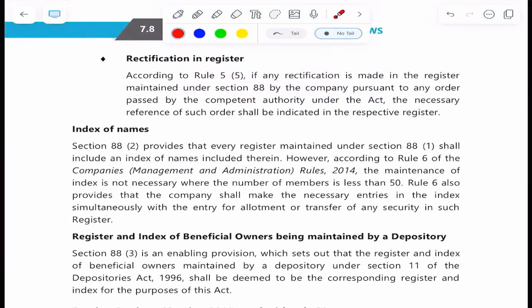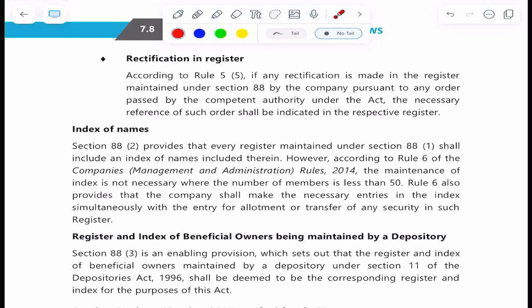Rectification in register. According to Rule 5.5, if any rectification is made in the register maintained under Section 88 by the company pursuant to any order passed by the competent authority under the Act, the necessary reference of such order shall be indicated in the respective register.